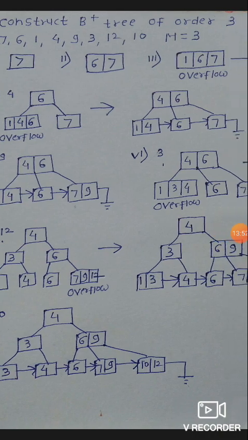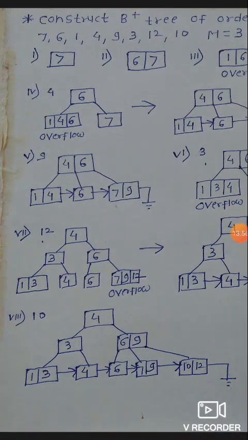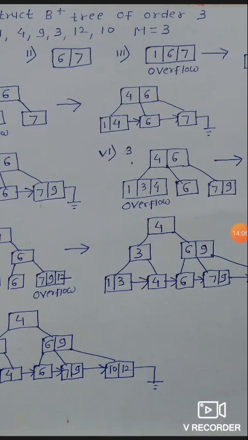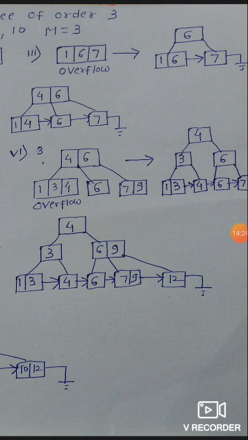Next one is 3. As we know 3 is less than 4, therefore 3 is added at the left hand side of 4, therefore it becomes 1 3 4. Again there is overflow, therefore we pick up the central node which is 3 and we shift it to its upper node, so it becomes 3 4 6.